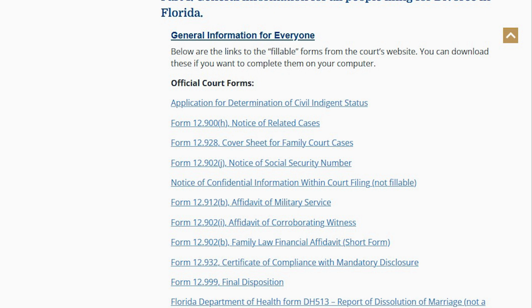And they're basically general forms to let the court know of the different status that you're in, i.e. whether you're residing in Florida for at least 6 months, if there's any other cases that are involved, also regarding your financial situation. These are all the forms that are required, and you cannot initiate divorce without these forms.